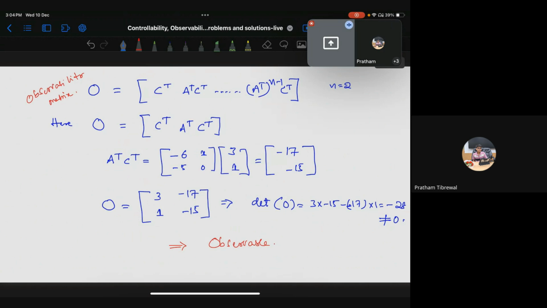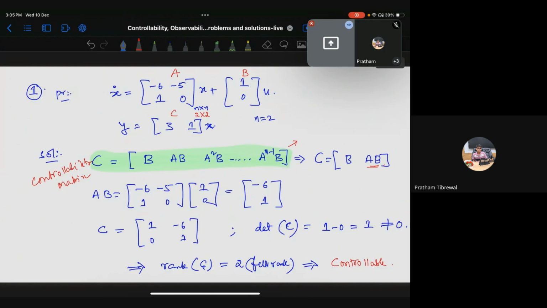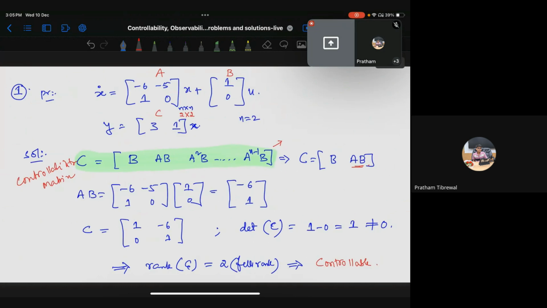First, you will write the controllability matrix and observability matrix and check their determinant for checking the rank. Here, since the determinant is not equal to 0, it's full rank. If the observability matrix is full rank, the system is observable. If the controllability matrix is full rank, it is controllable. That's the indication. Okay, next. We'll see one or two problems and then we'll go to the pole placement.